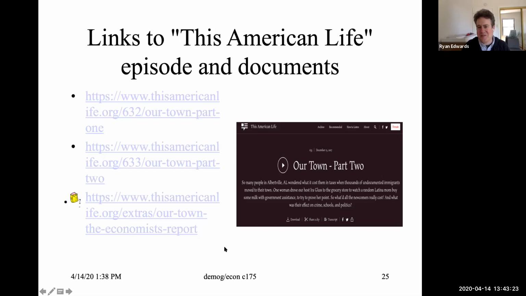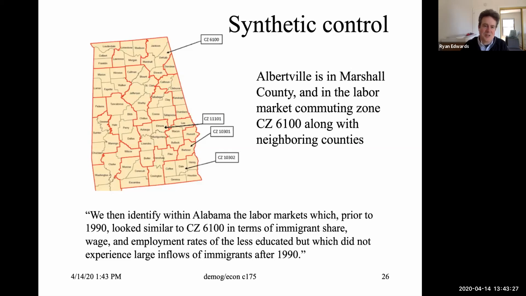And it's an interesting documentary thing, and not least because it just really lays bare several really important things here. What they're doing is constructing a synthetic control. So they're looking within this, the commuting zone, which are delineated by these darker red lines. Marshall County is one of these. That also includes Jackson, DeKalb, and Etowah, maybe.